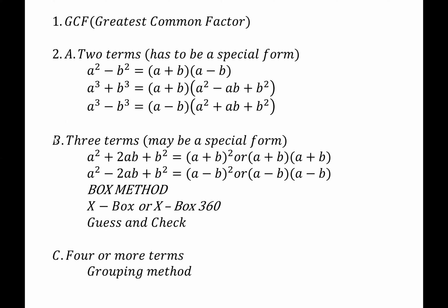All right, guys, real quick here. And then if you have three terms, it may be a special form, it may not, but we have something called the box method, the Xbox method, and then the good old guess and check. We'll do all of them, just to get you flowing. And then with four terms, you are going to do the grouping method. We're good? All right. So that's the framework of mind we go through when we do these here. You guys will be factoring experts by the time we finish.